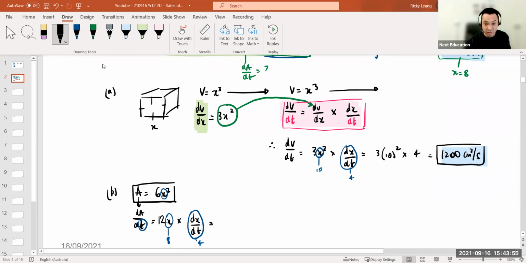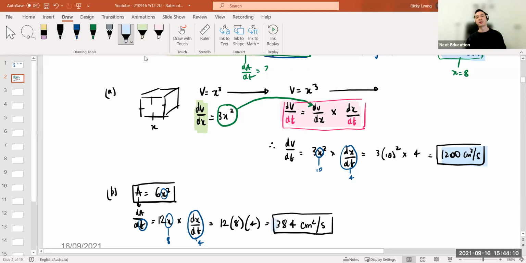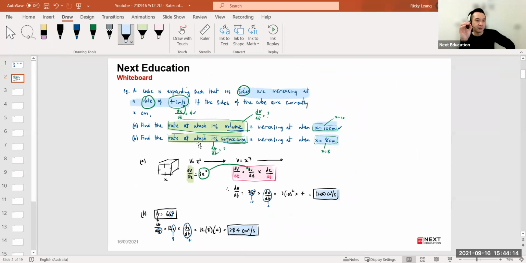So sub those in: 12 times 8 times 4 on your calculator. What's that, guys? 384. The unit for area is centimeters squared per second. What do you reckon? Not too bad. Let's move on. So that is a very simplistic question relating to the cube. We're now going to do a very similar question with regards to a sphere.